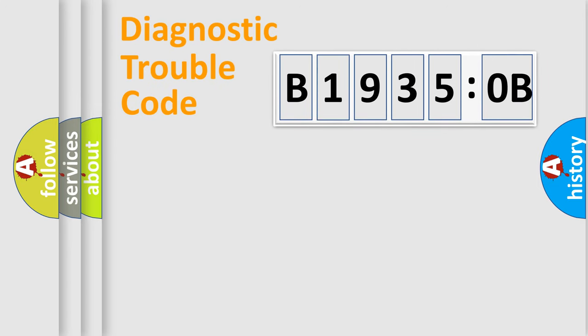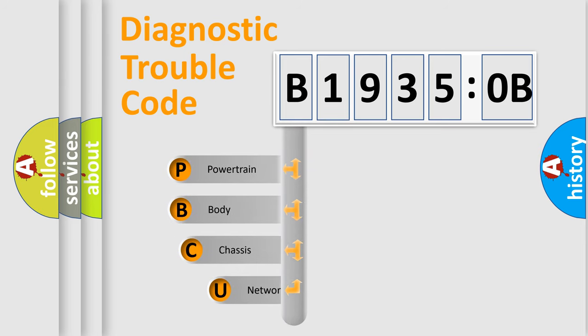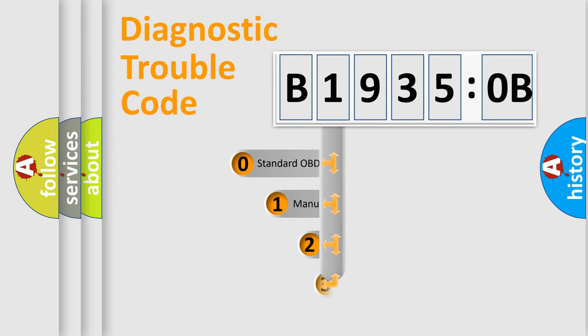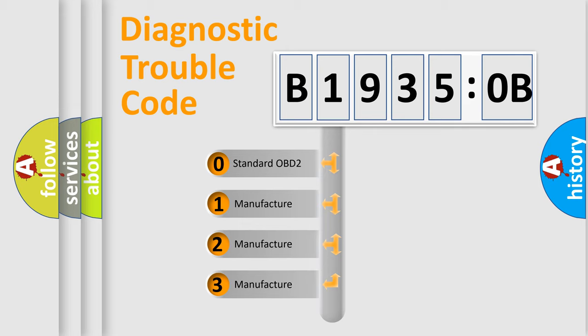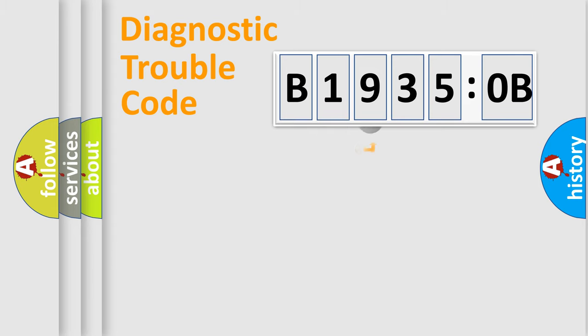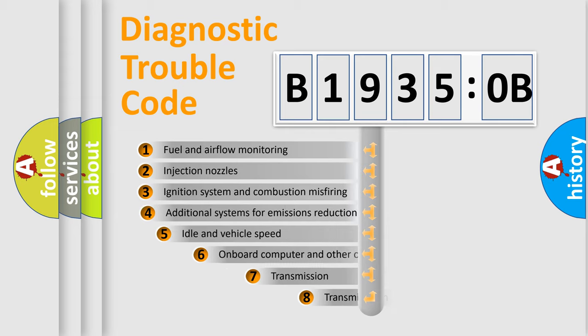Let's do this. First, let's look at the history of diagnostic fault code composition according to the OBD2 protocol, which is unified for all automakers since 2000. We divide the electric system of an automobile into the four basic units: powertrain, body, chassis, network. This distribution is defined in the first character code. If the second character is zero, it is a standardized error. In the case of numbers 1, 2, 3, it is a more prestigious expression of the car-specific error.